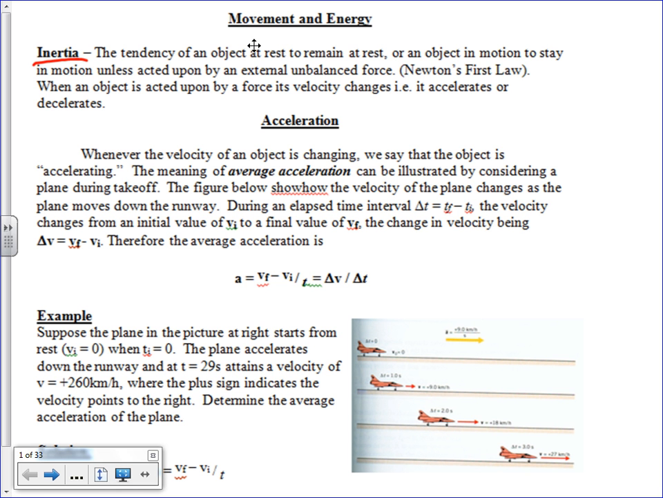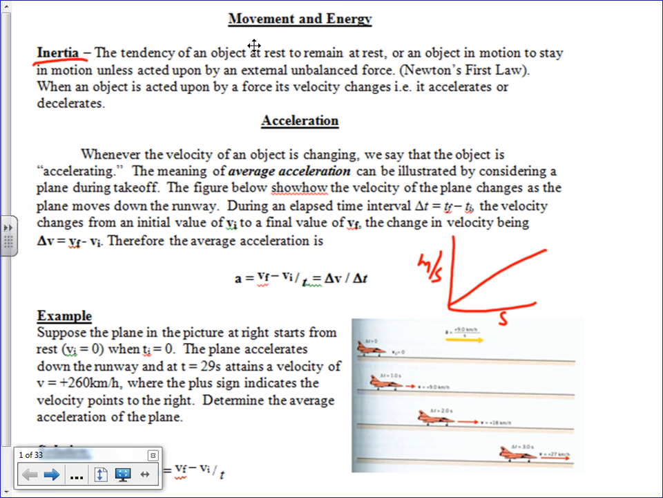The meaning of average acceleration is best exemplified by a plane at takeoff. We also call that uniform acceleration. The velocity of the plane changes by the same amount each consecutive second. That gives us a nice velocity versus time graph that looks like this. That's uniform acceleration.